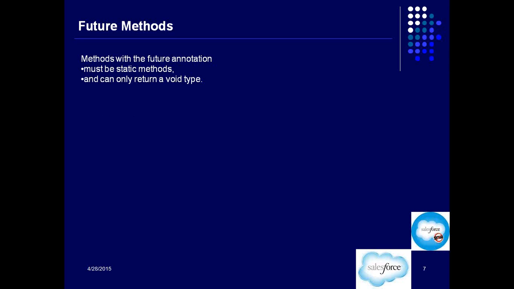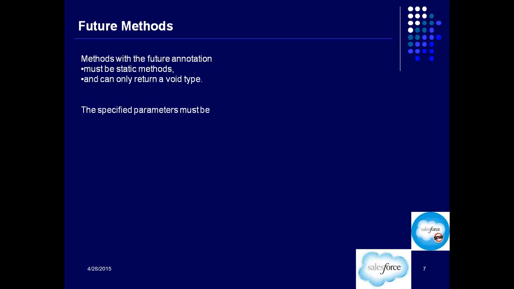So these are two conditions for a future method. If you want to make a method a future method, the return type should be void, which means it does not return anything. So it should not have a return statement. Okay.